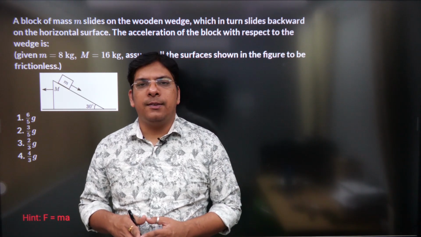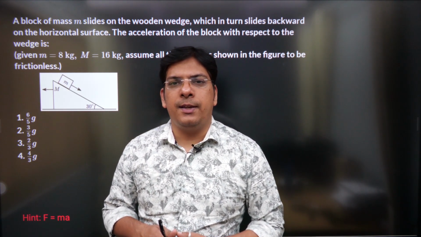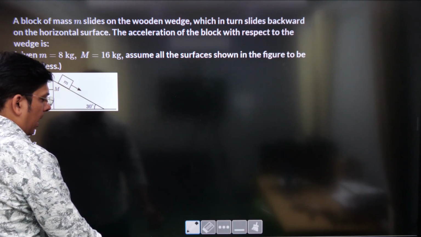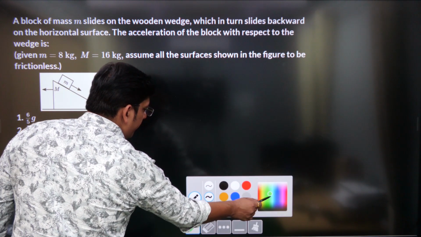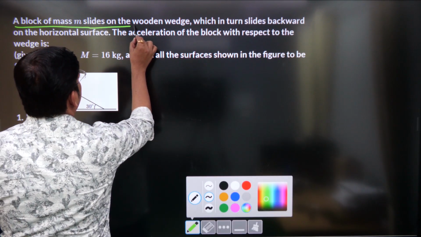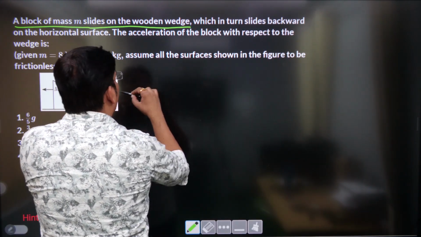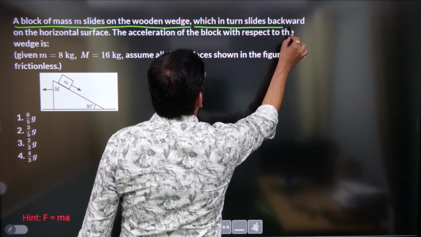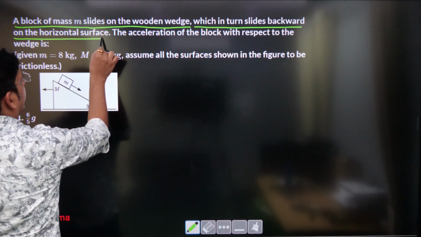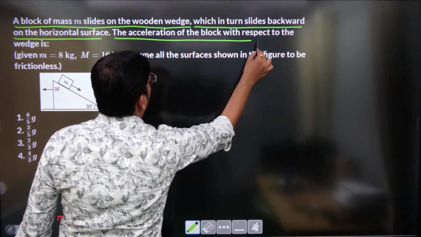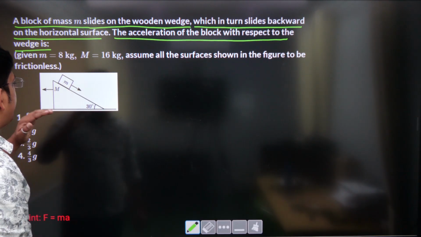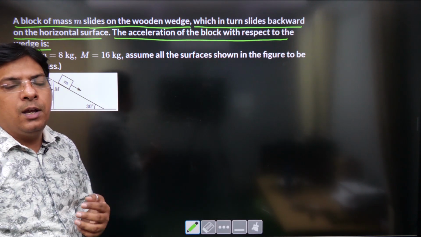Dear students, let us discuss this question now. Let's see what the question says here. So let us first read the question and understand what is being asked. The question says that a block of mass small m slides on the wooden wedge, which in turn slides backwards on the horizontal surface. The acceleration of the block with respect to the wedge is... So they're asking about the acceleration of the block with respect to the wedge.